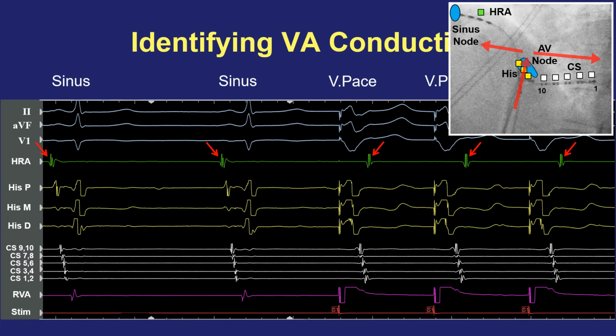But it is important to look at the relative timing of electrograms because the HRA catheter in the retrograde direction up the AV node is late, in contrast to sinus rhythm where it is the first electrogram to be inscribed.